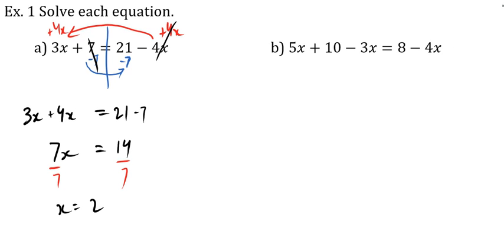Okay, let's try B. So this one has the extra step, where we already have some stuff on the same side of the equal sign that's like each other, that's similar to each other, that you can simplify. You don't have to do it this way. There are other small differences that you can do that will get the same answer, and they're fine to do it that way.